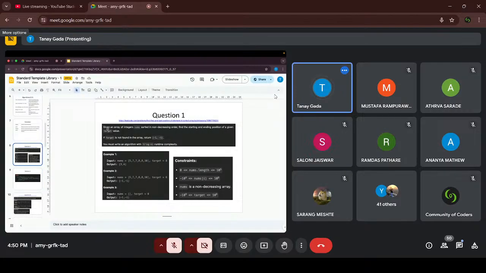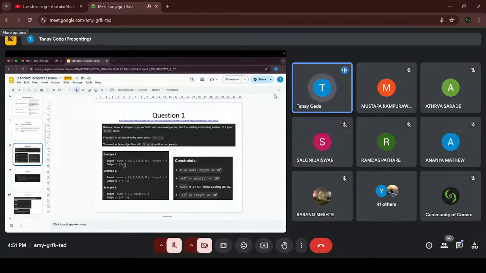So see, we have been given an array, nums array, which is in non-decreasing order. We need to find the starting and the ending position of the given target value. If target is not found in the array, we need to return -1, -1, and it should run in time complexity of O of log n. So please be interactive and answer. What concept would we use here?